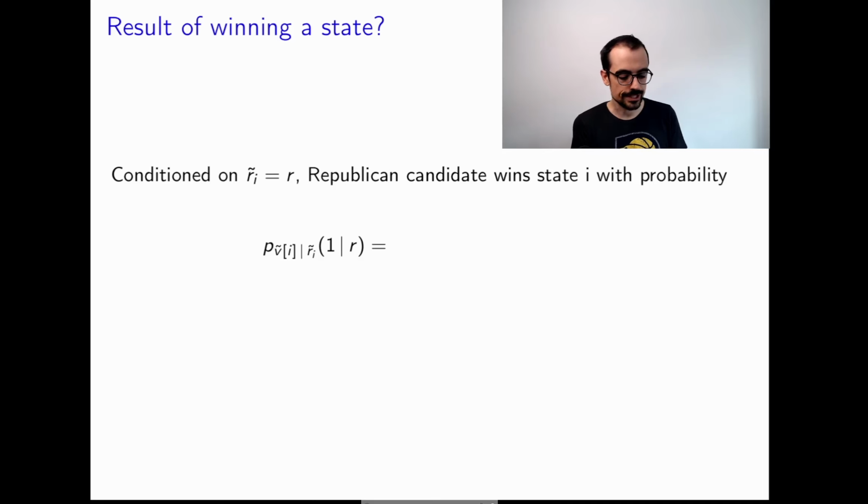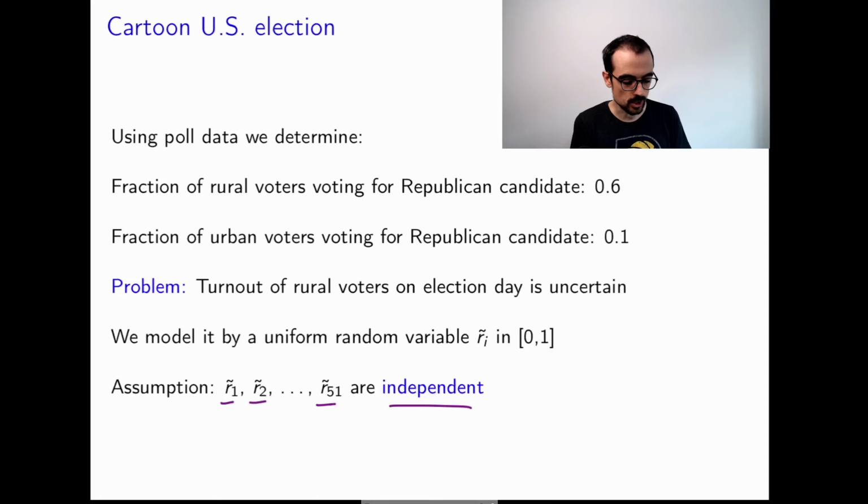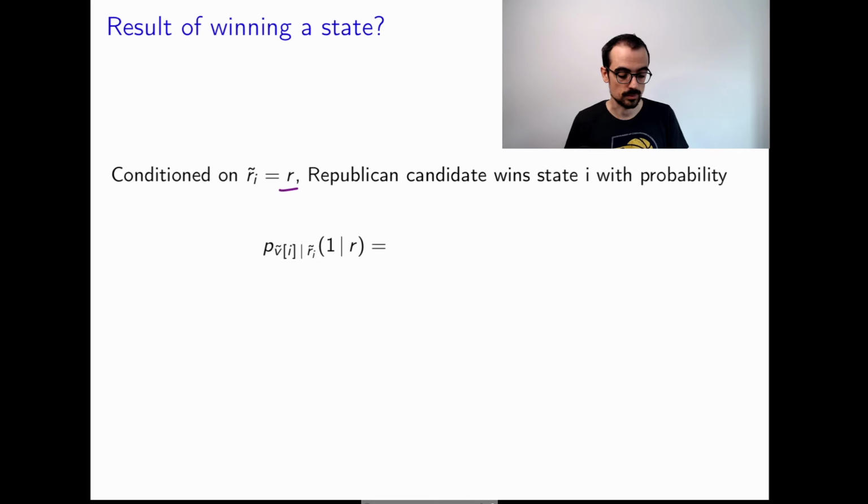Okay, so now, conditioned on the rural turnout, we know the probability that the Republican candidate wins state i, because we know how many of those rural voters are going to vote for the Republican candidate and how many of the urban voters are going to vote for the Republican candidate. So out of the R rural voters, 0.6 are going to vote Republican. Out of the 1 minus R urban voters, 0.1 are going to vote Republican. So for that state, the probability that the Republican wins is just 0.6 times R plus 0.1 times (1 minus R). But of course, we're not interested in just conditioning on R, right?